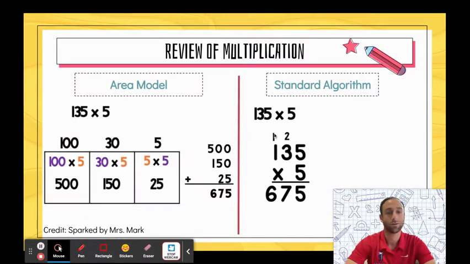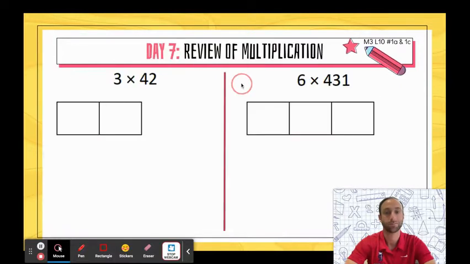Regroup my 1. Now I'm going to do 5 times 1. That gets me 5. And 5 plus the 1 I regrouped gets me 6. So both ways I approach it, my answer should be the same. Okay, so I'm going to show you myself again, step by step, an example of 2 problems, and then we'll ask you guys to pause the independent work, try it on your own, and then unpause it to review it with me.